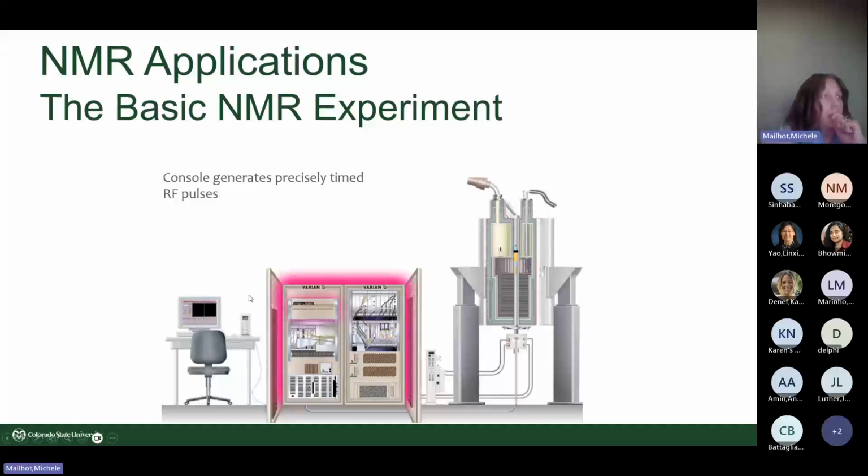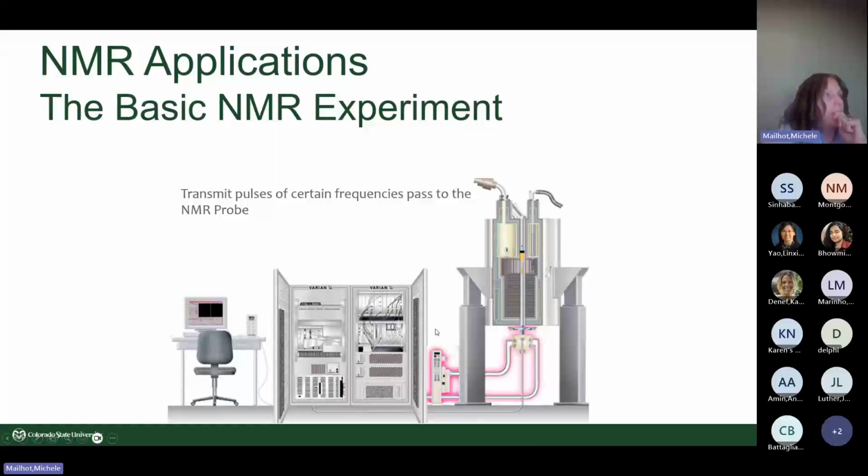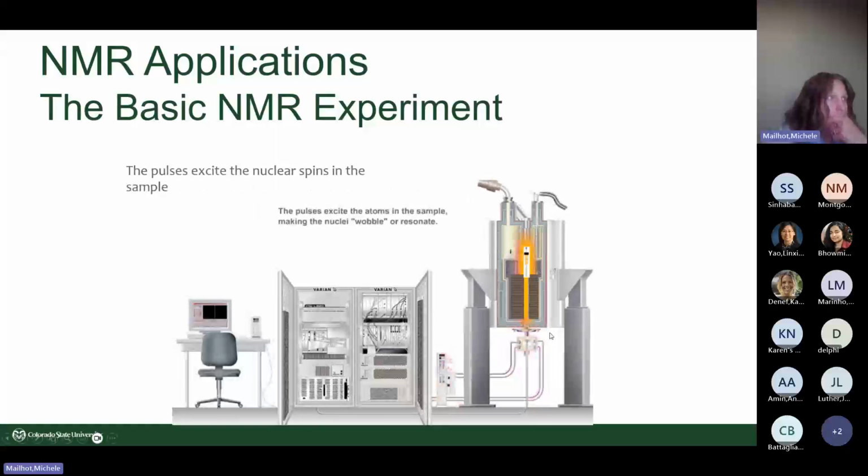Everything kind of lies inside of this console. Once that happens, the signal passes through the RF front end, which has a preamp and other important components that we don't really talk about. Then there's a cable to the probe. Once it reaches the probe, it passes through the coil where the sample is inserted.